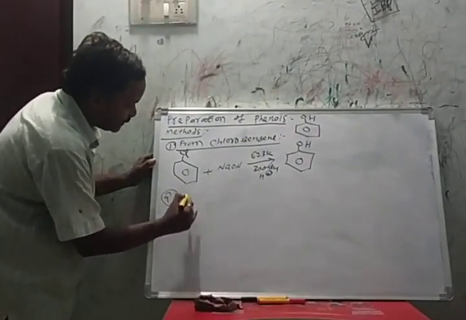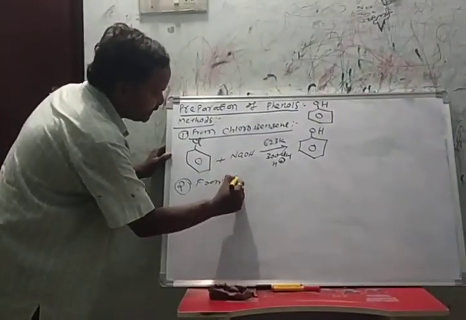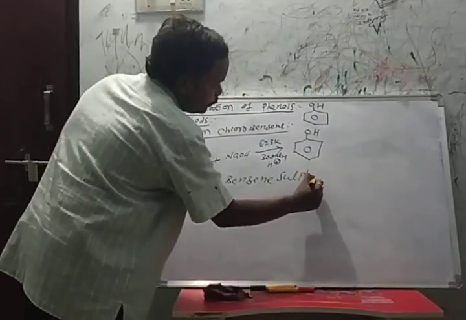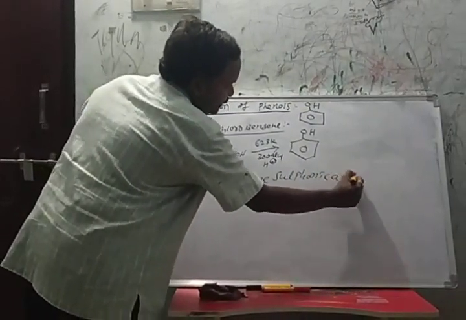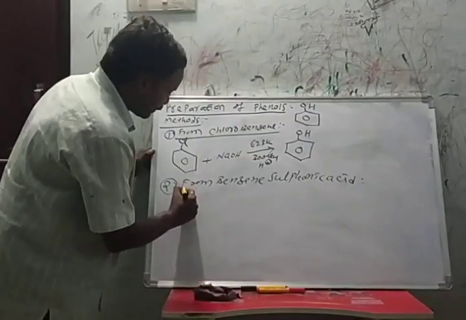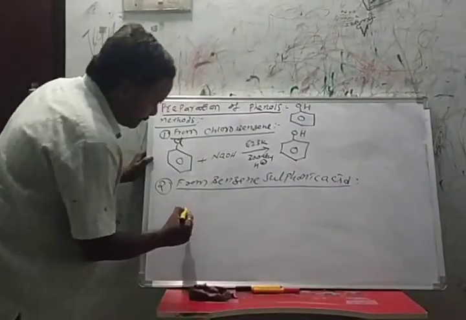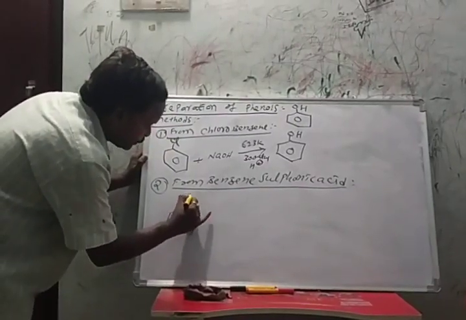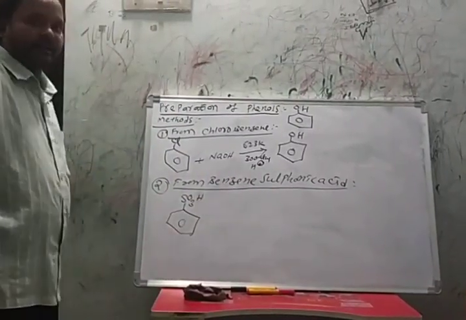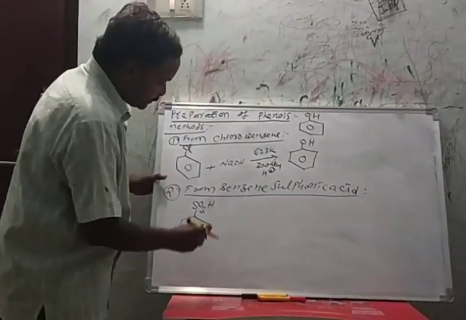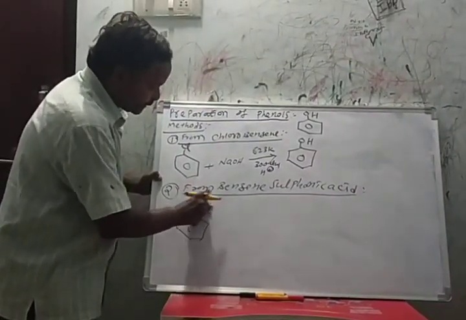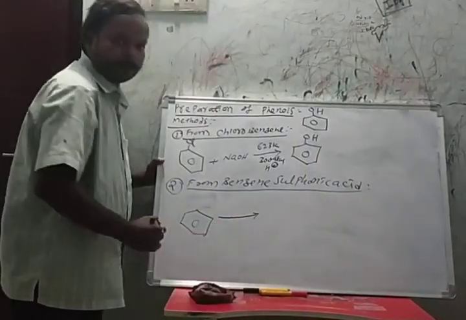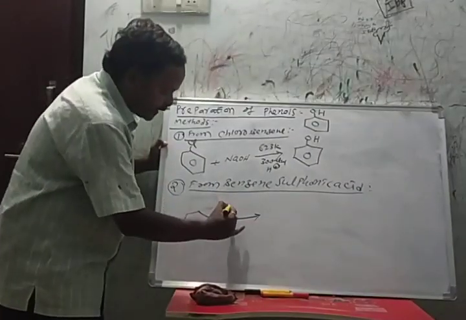Then see the second method, from benzene sulfonic acid. What is the meaning of benzene sulfonic acid? Write benzene here. SO3H group we call a sulfonic acid. Benzene with SO3H group we call benzene sulfonic acid. This benzene sulfonic acid is prepared from benzene. Benzene reacts with oleum.